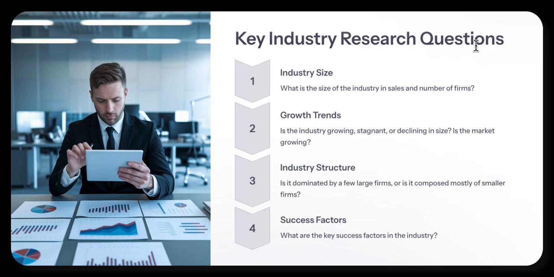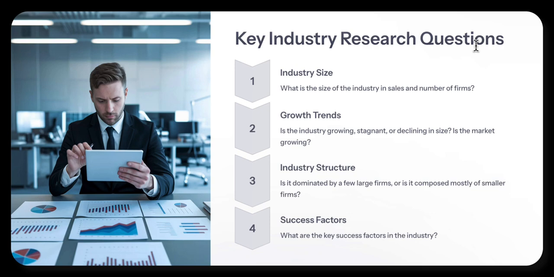So some key industry research questions that you should look at when you're looking at industry reports, whether online or at the library: What's the industry size? What is the size of the industry in sales and number of firms? How many companies are established in that particular industry? What are the typical sales numbers for the companies in this industry? What is the trend? Is it growing, is it stagnant, or is it declining in size?